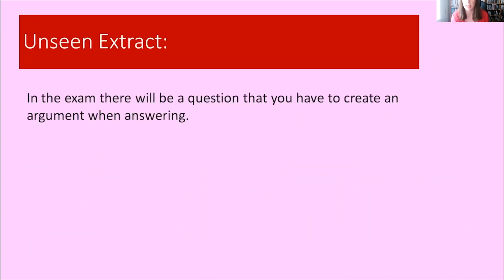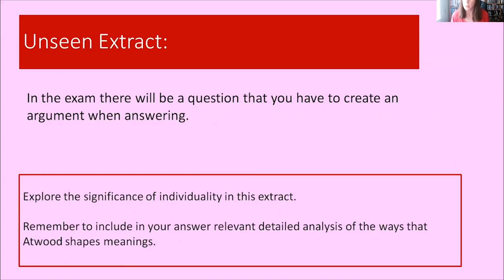So in the exam for the unseen element, there will be a question where you have to create an argument, a thesis, a developed essay style response. So we're going to take a look at a typical question today. Explore the significance of individuality in this extract. So we're going to look at an extract shortly. Remember to include in your answer relevant detailed analysis of the ways that Atwood shapes meaning. So again, one of the key things about literature and our responses to literary texts is to consider the writer's methods, to consider what they are doing and why they are doing it.